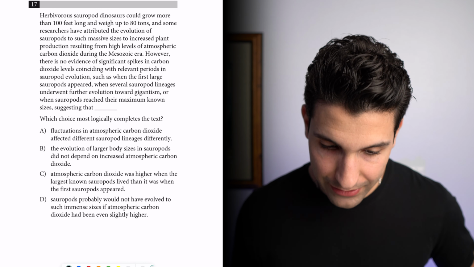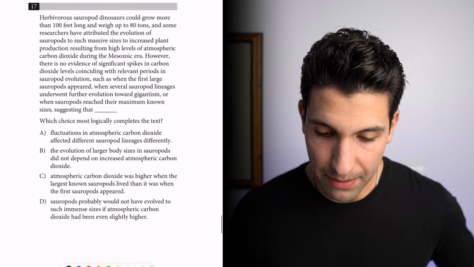So 17 is a text completion type of question. What this states is that there's a long thing written, and at the very end there's a blank, and it wants you to say which one of these sentences or answer choices best fits in that blank, given everything else you see in the passage and whatever the question is asking you to do. So let's take a look. So which choice most logically completes the text?